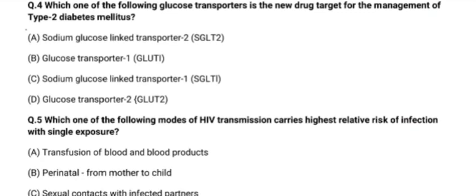The fourth question is, which one of the following glucose transporters is the new drug target for the management of type 2 diabetes mellitus? Type 2 diabetes mellitus is non-insulin dependent diabetes mellitus. It occurs due to resistance to insulin in our body. The newest target for the treatment of type 2 diabetes mellitus is sodium glucose linked transporter 2. It includes dapagliflozin and some other drugs.